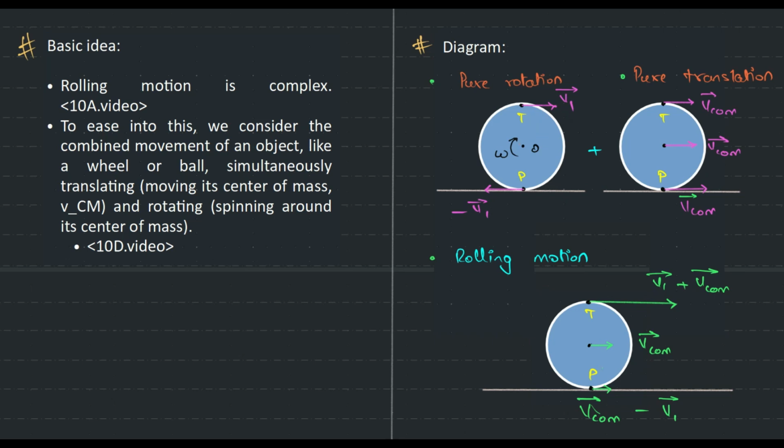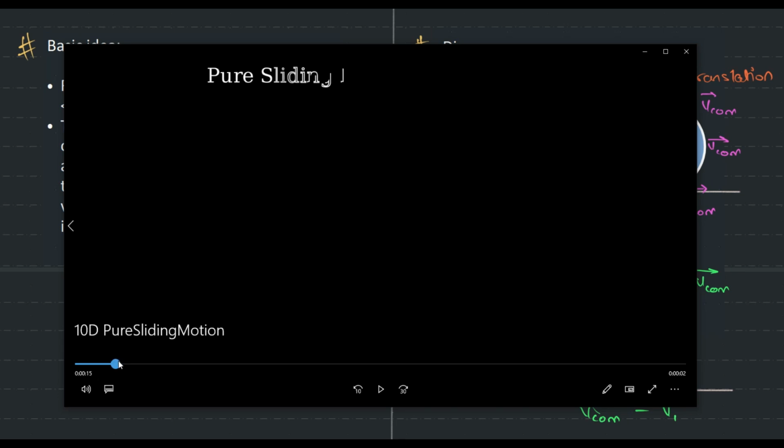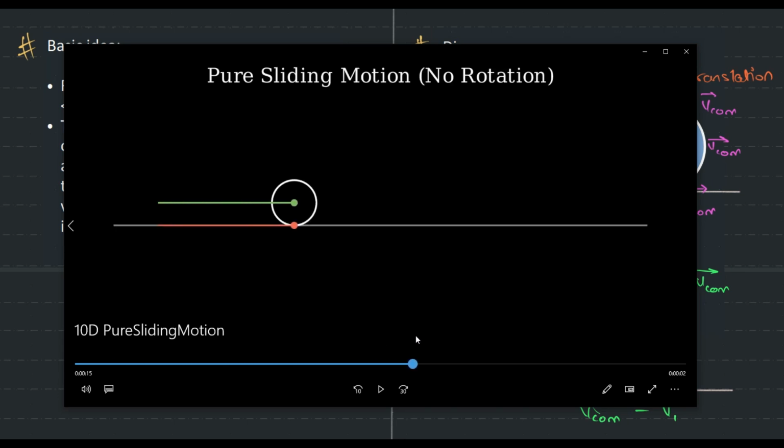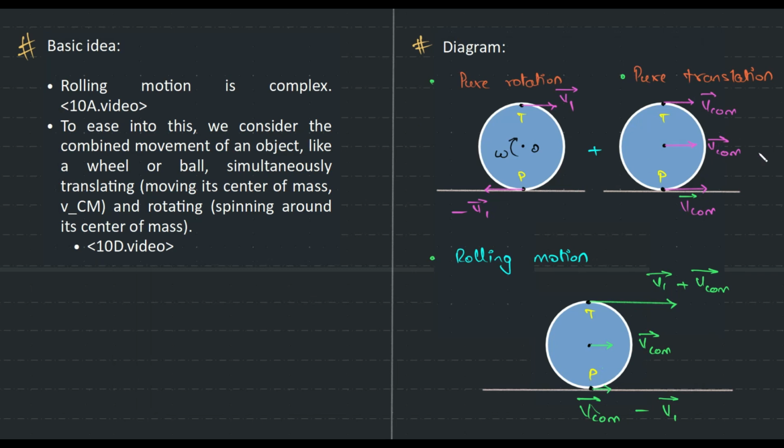When it comes to pure translation, you can see what is happening. The object is just going straight to the right, or whatever direction it is. But the point is all of them will have the same velocity as that of the center of mass. So all of them have the same thing. Now when we combine these two, we'll get rolling motion. And I'm just using vector addition to add them up.